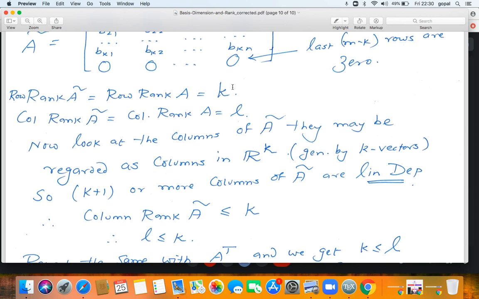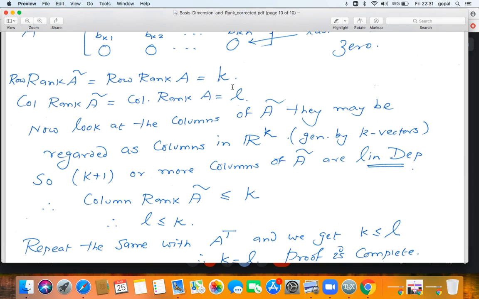But what is the column rank of A tilde? The column rank of A tilde is the same as the column rank of A, which has been denoted by L. So we get that L is less than or equal to K. Now we apply the same logic not to A but to A transpose. Repeat the same argument with A transpose instead of A, and you will get the reverse inequality, K less than or equal to L.